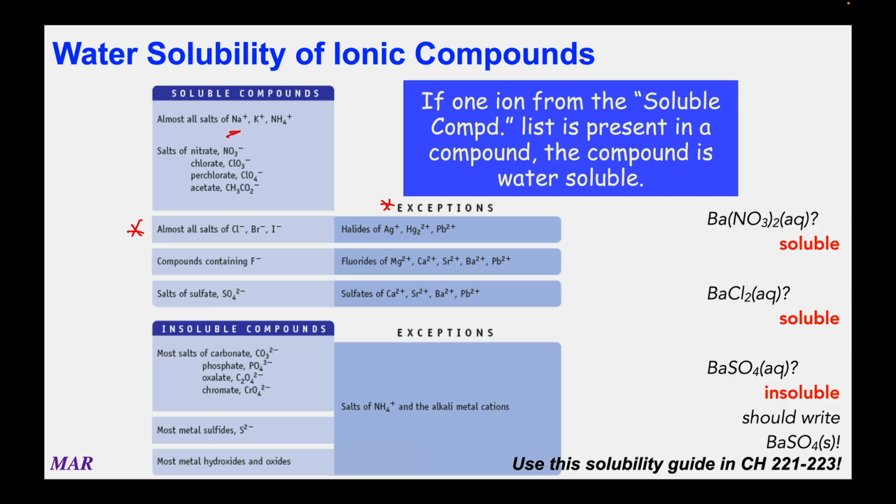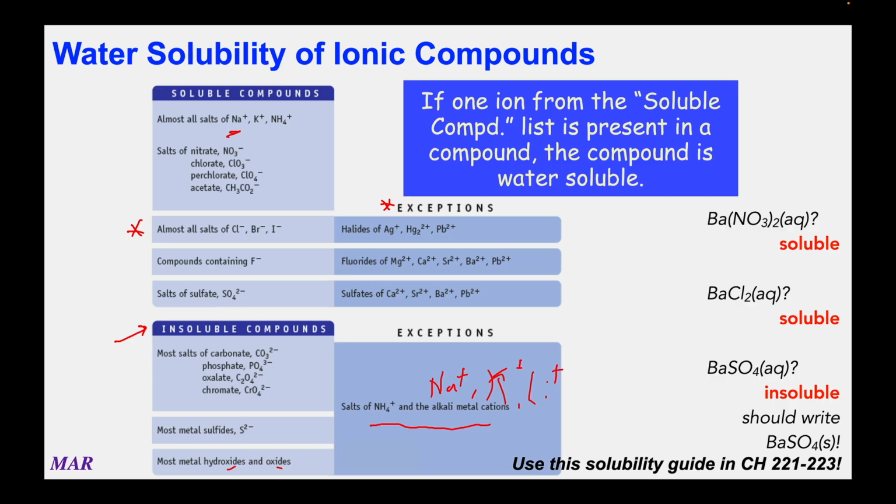Now on the bottom, we have compounds which are mostly insoluble with a few exceptions. So carbonate, phosphate, oxalate, chromate, sulfides, hydroxides, oxides, all those things are always insoluble unless they're with ammonium and the alkali metals. And alkali metals are sodium, potassium, lithium, all right, cesium, francium. You don't see those very often, but those would be included in that. So anything with ammonium, sodium, potassium, etc. is going to be AQ, but almost all the rest of them are not soluble, and you'd write an S to it.